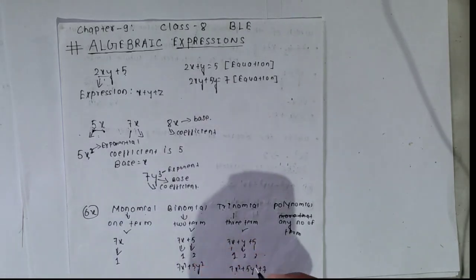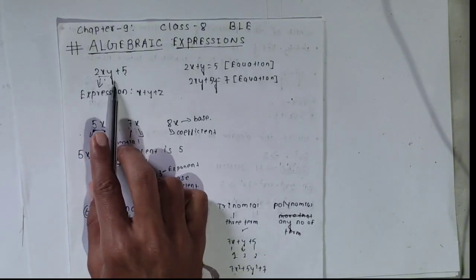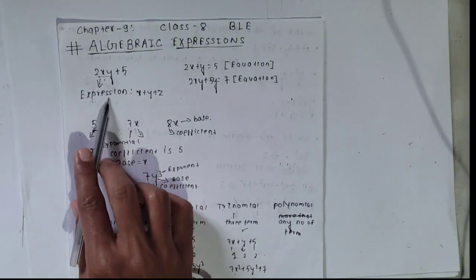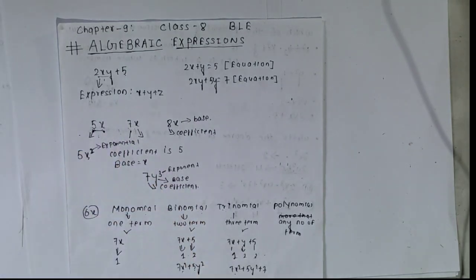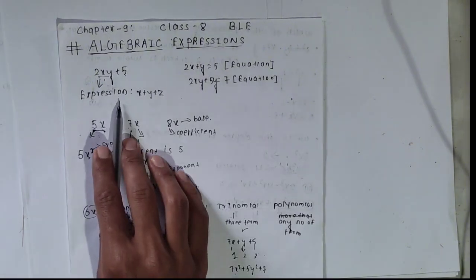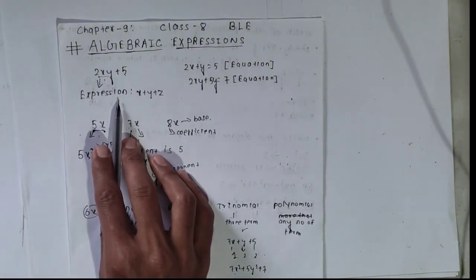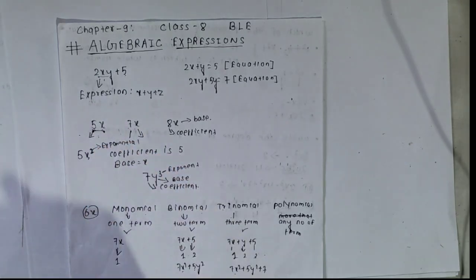If I write 2xy plus 5, that is an algebraic expression. We are just putting things together without saying they are equal to something. So we have to understand what an expression is first. To understand it, we have to know the difference between an expression and an equation. What is an equation and what is an expression?